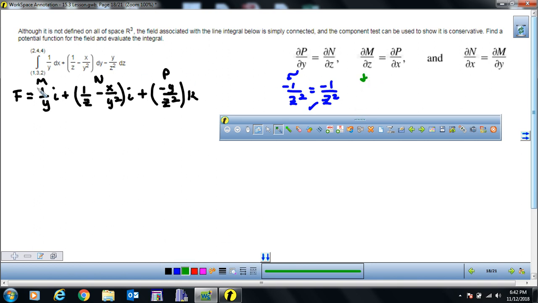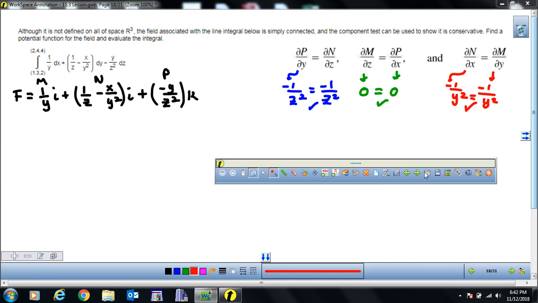The derivative of the first component with respect to z, since there is no z, is 0. The derivative of the last component with respect to x, since there is no x, is also 0. You see? The derivative of the middle component with respect to x: the first term is a constant, so that's 0, and the derivative of the other term with respect to x is negative 1 over y squared. And the derivative of the first component with respect to y, so this is y to the negative 1 power, when I get the derivative, it would be negative 1 y to the negative 2 power, which is the same thing as negative 1 over y squared.